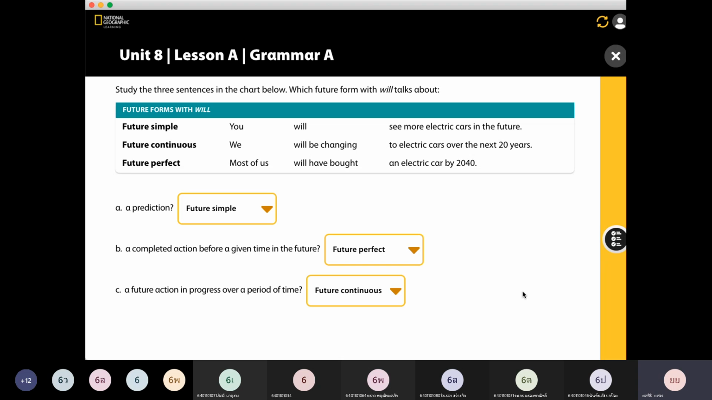So we use 3 different types of futures in order to explain the intention of our statements or our opinions that we talk about. We just give you some ideas that future simple we use in relation to prediction, and future continuous we use to explain the future action in progress over a period of time, and also we use the future perfect for a completed action before a given time in the future.